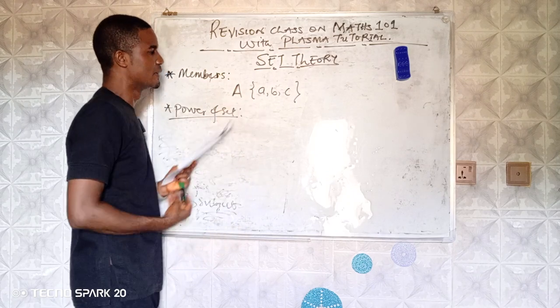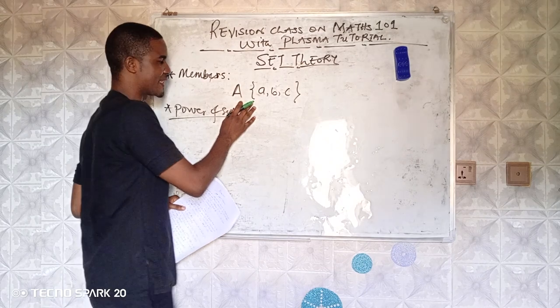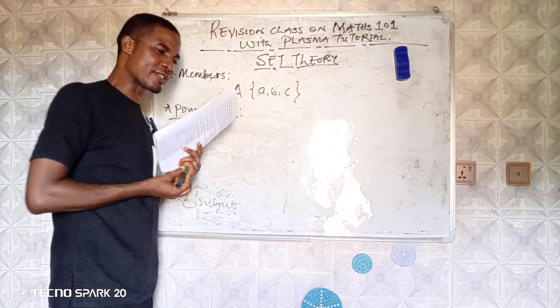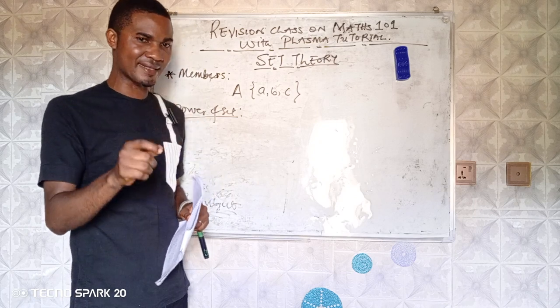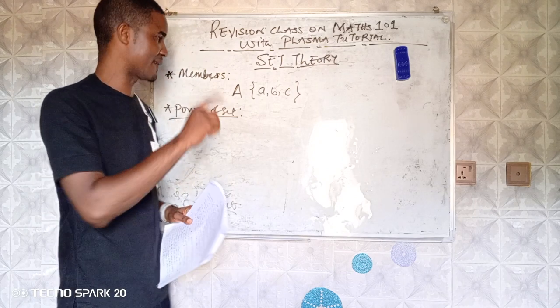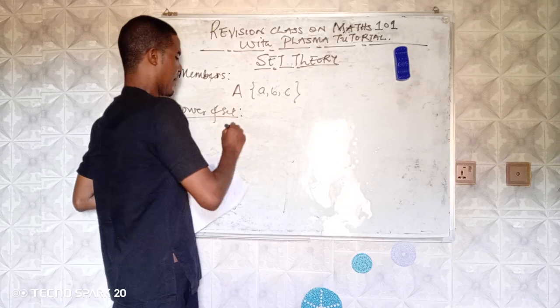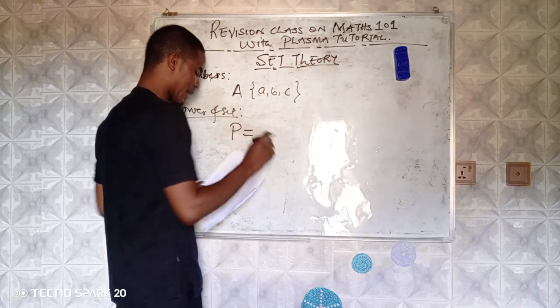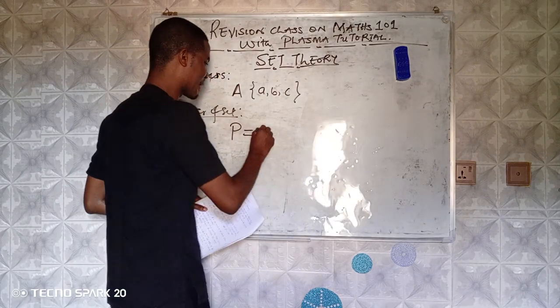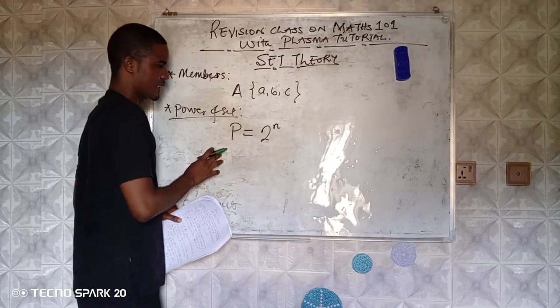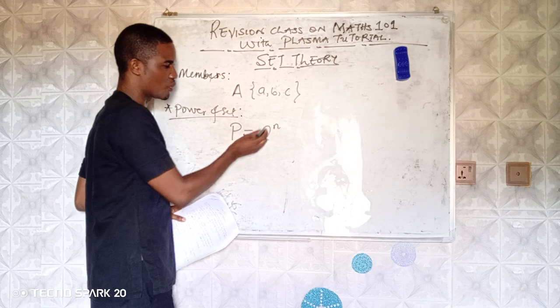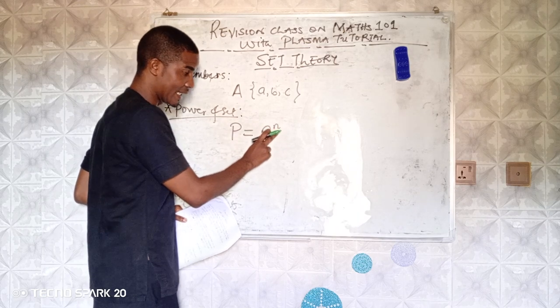Remember, we have set A. Now, if I want to get the power of this set, listen, it is not listing out the subsets. It is the number of subsets that can be gotten from that set. If you want to get the power of a set, you can use a formula that says 2^n. This is a formula to get the power of a set, where n is the cardinality of that set.